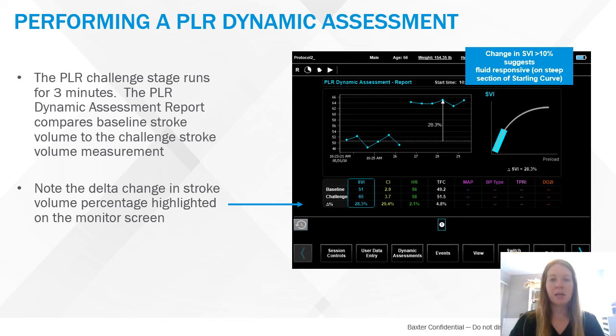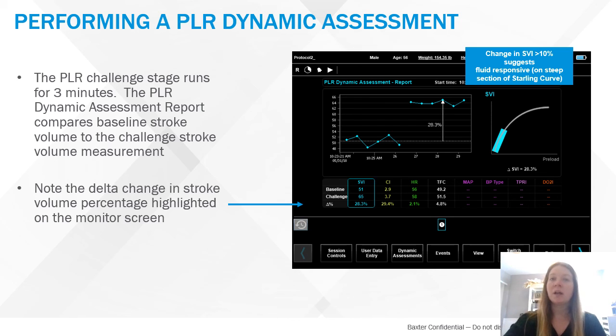Now there has been an upgrade on the software for completing a dynamic assessment such as the passive leg raise. So after you get your 3-minute baseline, in the past you had to do a 3-minute challenge with legs in the air. However, if your delta change is more than 10% within the first 45 seconds, you can actually end the test early. So you will keep legs in the air until the patient's stroke volume index increases by 10% or until that 3 minutes is up, whichever one comes first.